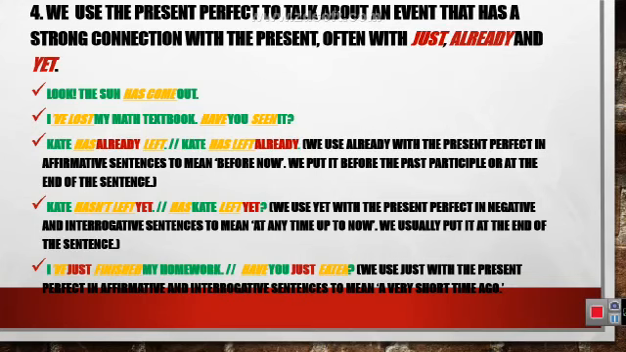The last example, I've just finished my homework. Have you just eaten? Have finished and have eaten are 2 verbs in the present perfect. And we use just with the present perfect in affirmative and interrogative sentences to mean a very short time ago. I've just finished my homework. It means I've finished my homework a very short time ago.